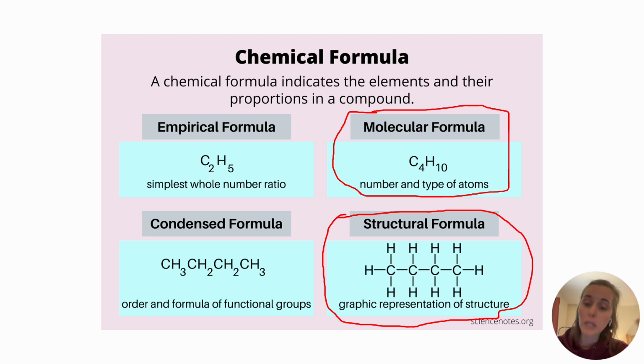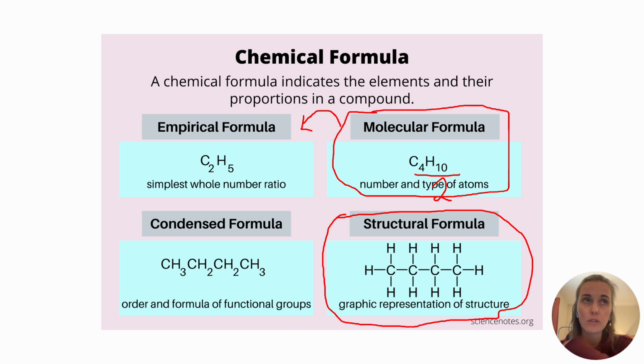And then the empirical formula takes your molecular formula and simplifies it. It's asking, could we simplify this down? Yes, we could divide this molecular formula by 2, and then we get a simplified version. So it's the simplest whole number ratio. The empirical formula for C4H10 would be C2H5.